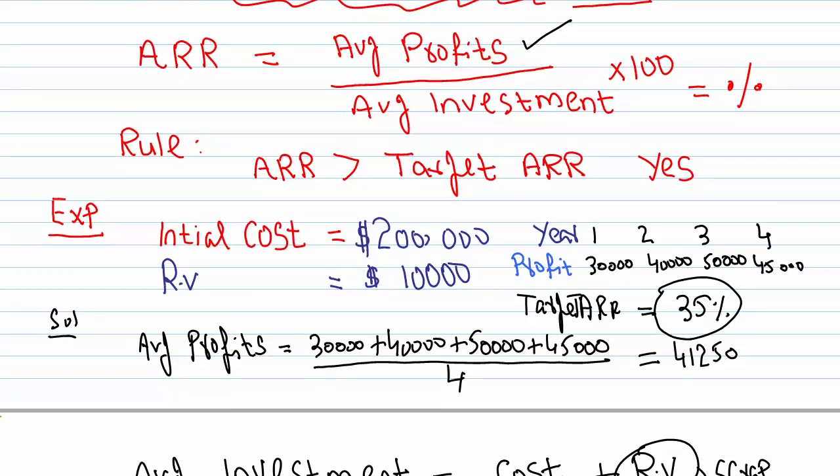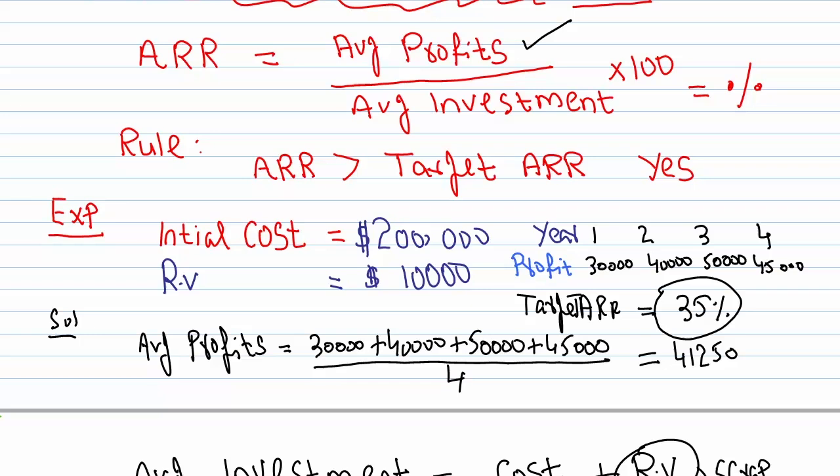Now, for example, our initial cost is 200,000, residual value is $10,000, and the project lifespan is 4 years. In first year, we will be having 30,000. In year two, we will be having 40,000. In year three, we will be having 50,000. And in year four, we will be having $45,000. Now, to calculate the average profit, we will sum the total profit of 4 years and divide it by 4, and we will get the average profit.